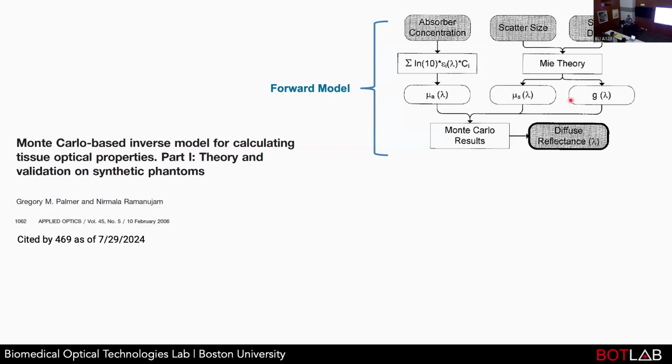You get scattering and g values from Mie theory. Did you have a chance to talk about Mie theory in the short course? Okay, good. And then Monte Carlo will take those values and convert them into diffuse reflectance.